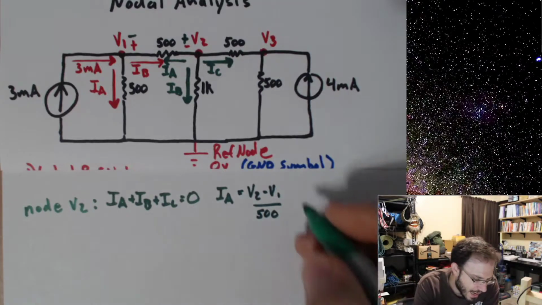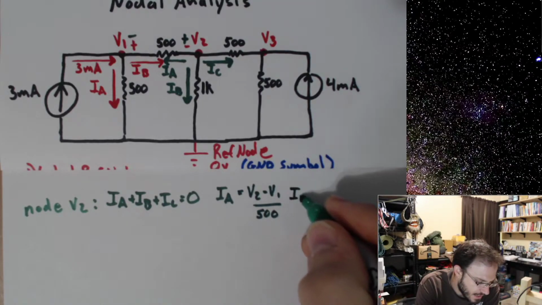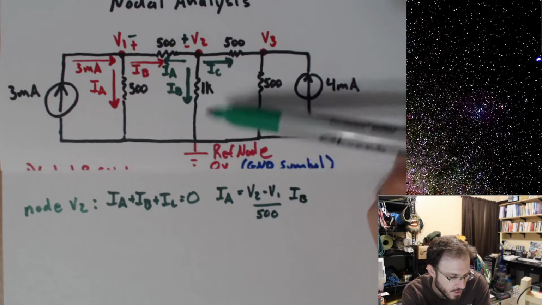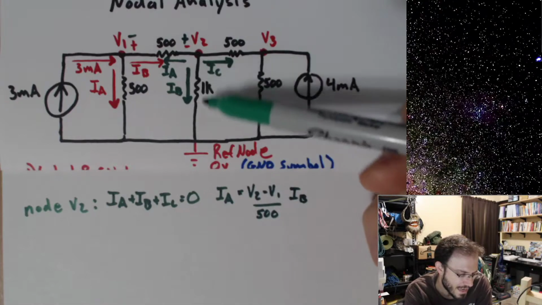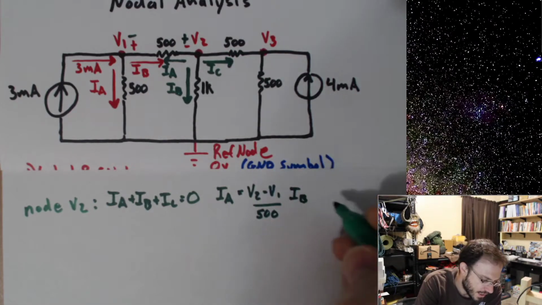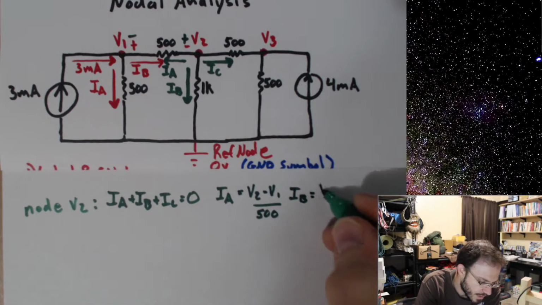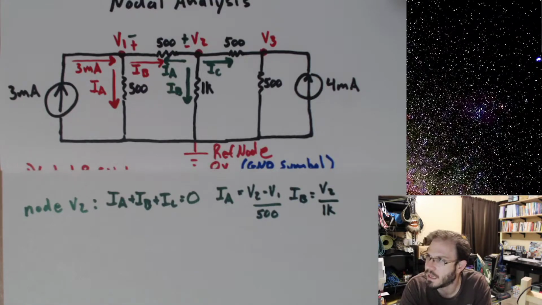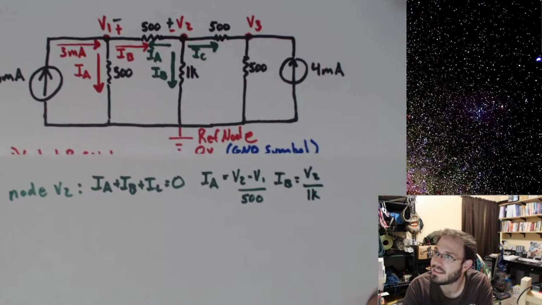Let's go ahead and write IB. IB is going to be the easier one in this case because I'm assuming this is 0 volts, so the voltage drop across the 1K is just this V2. So I can say IB is equal to V2 divided by 1K. And I'm done with IB. Okay, let's go ahead and write out IC.